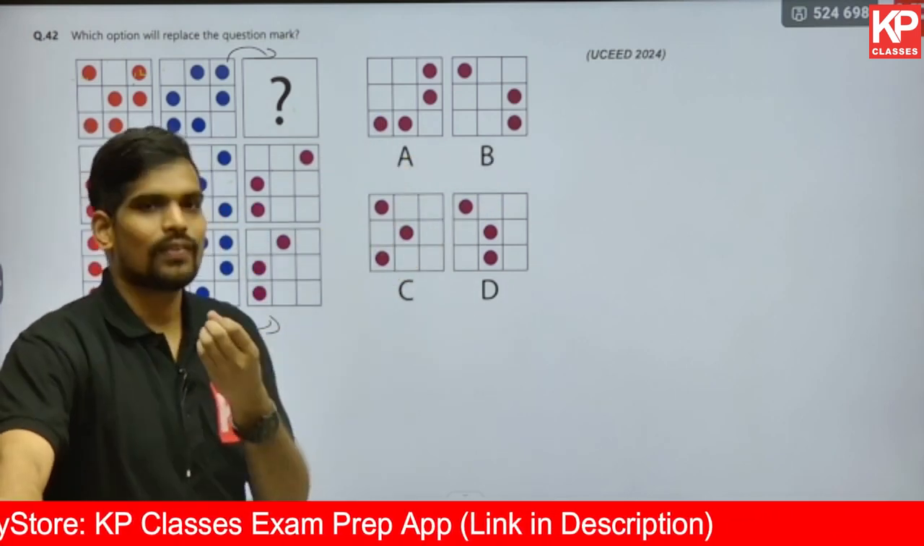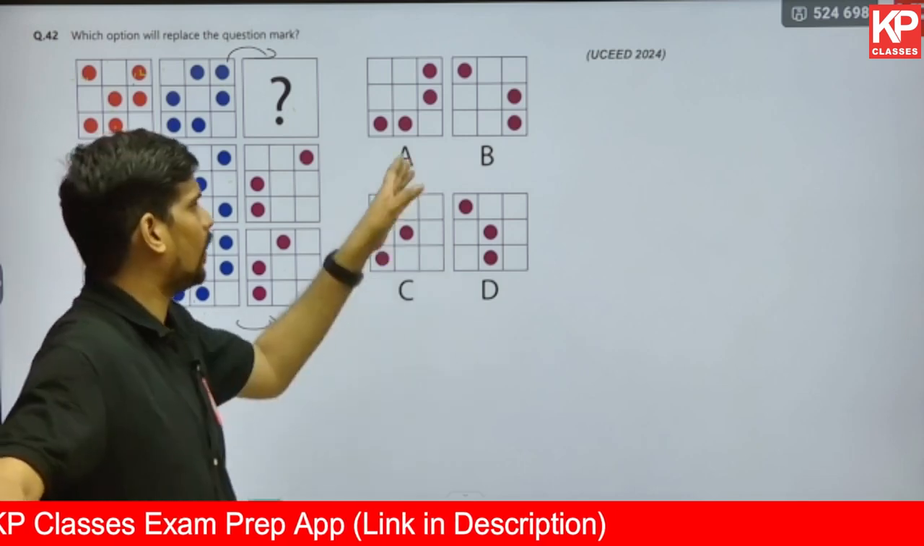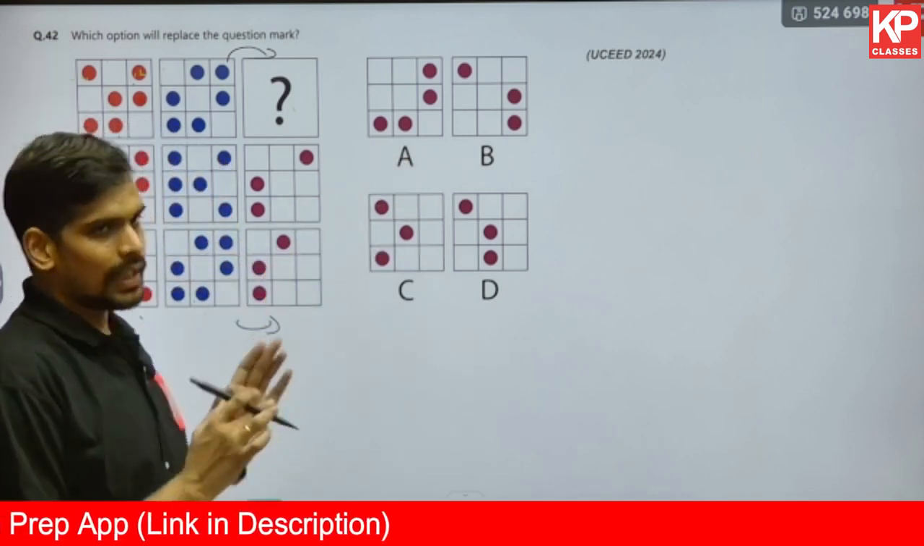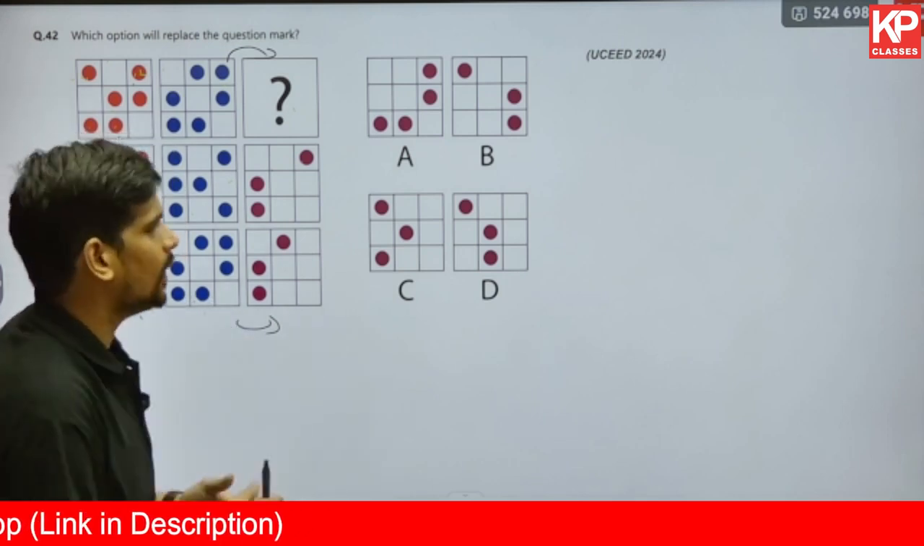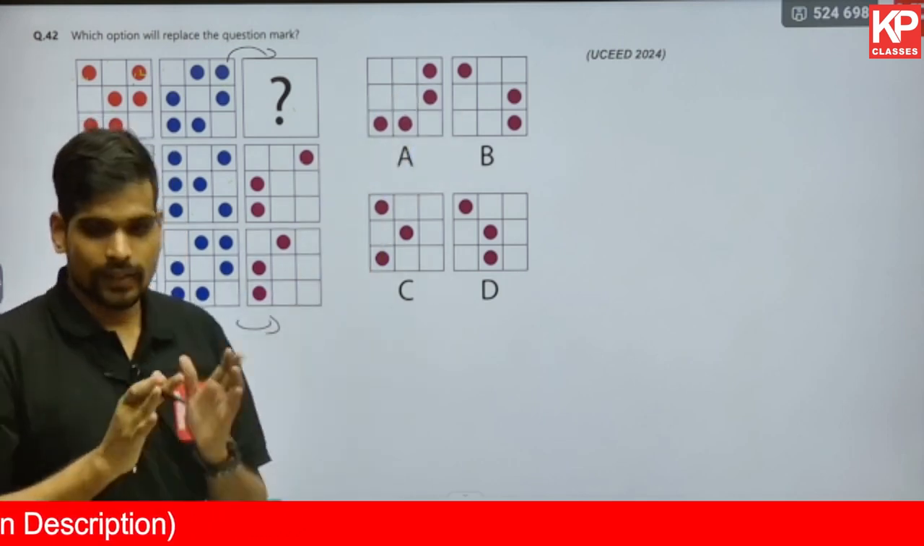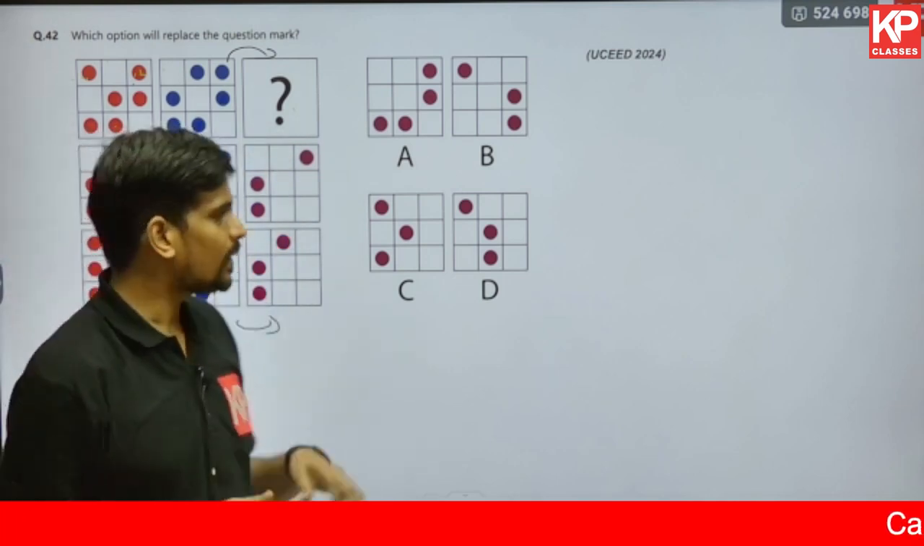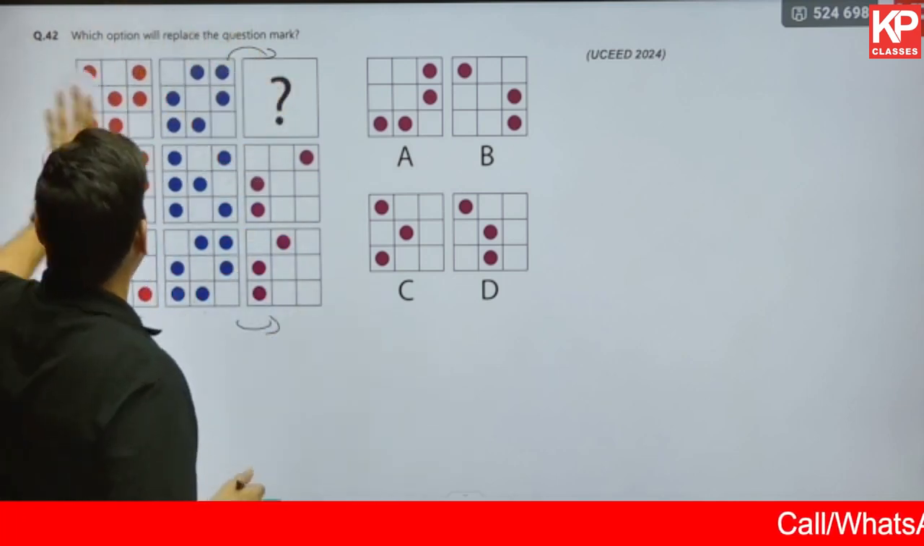So why would they give such a simple option where you can easily eliminate? You should not right away eliminate it. Take some time and see. I cannot say, okay, eliminate option A. Take some time and see why did they even give an option with four dots, right?